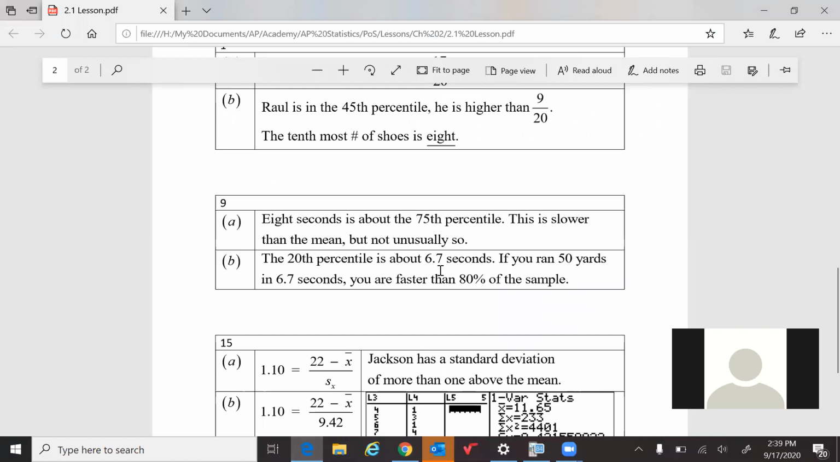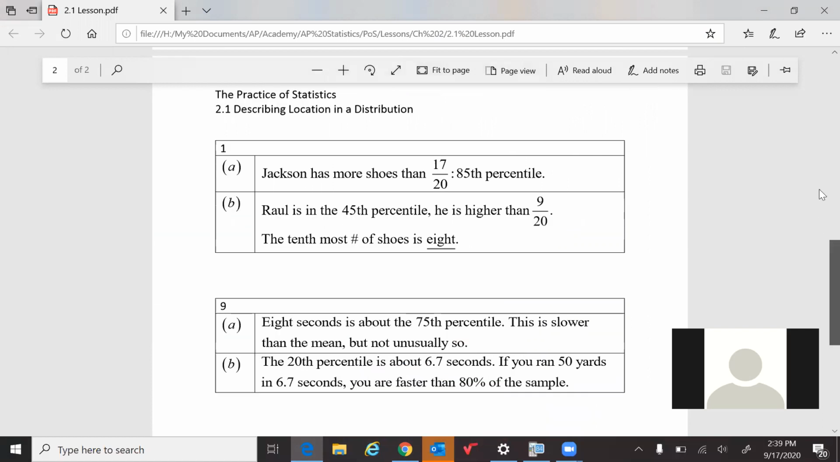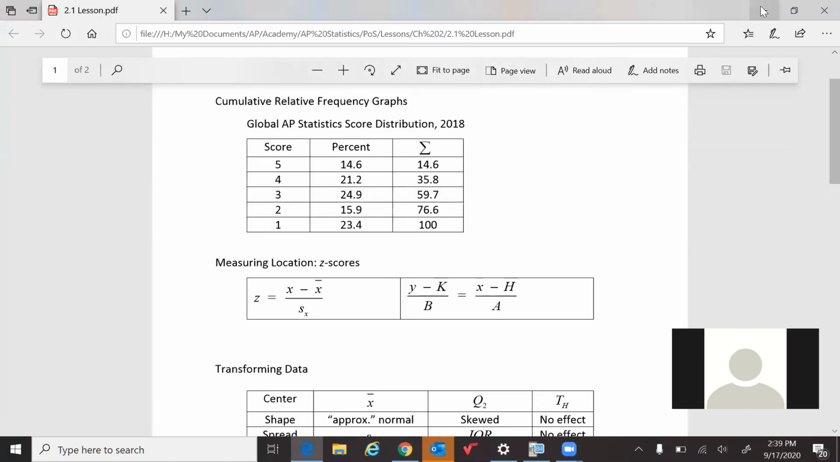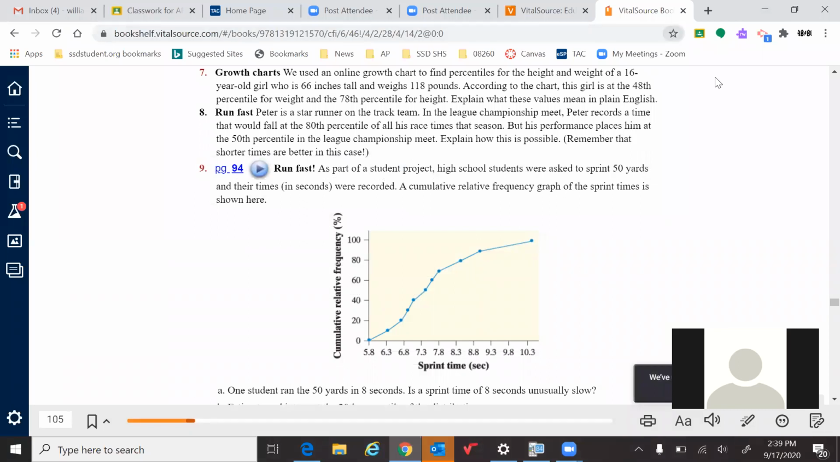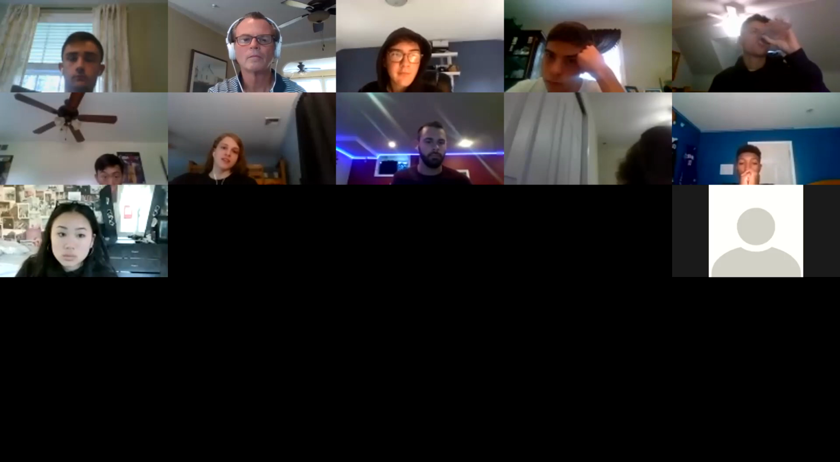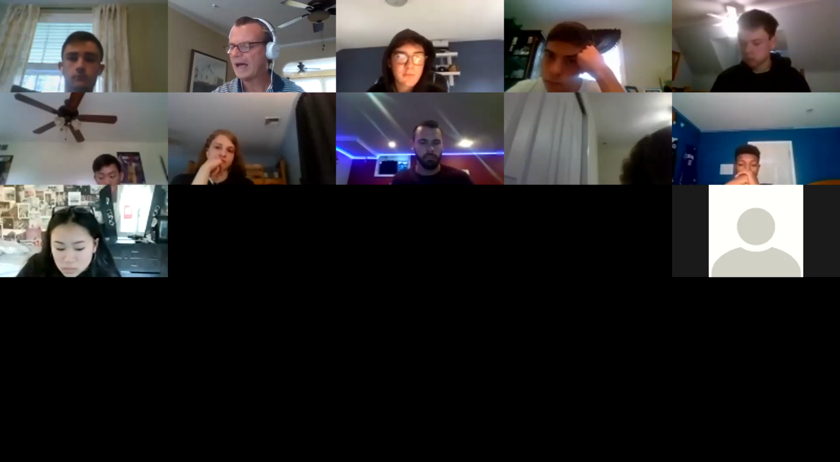The 20th percentile is about 6.7 seconds. If you ran that 6.7 seconds for your time, you beat 80% of the people in the class. Okay? So that's that for 2-1.